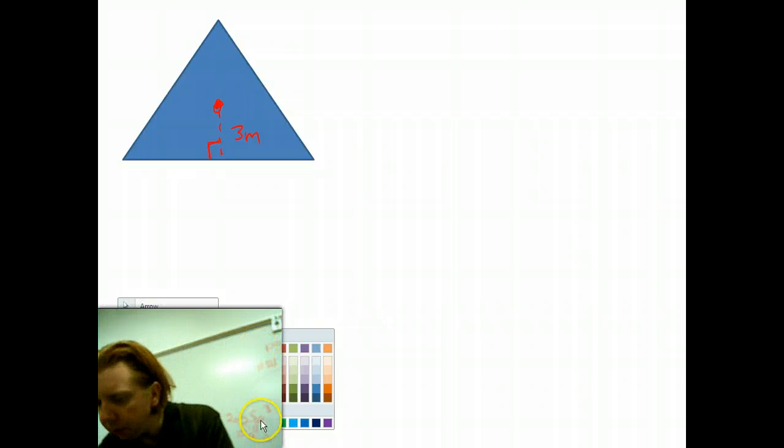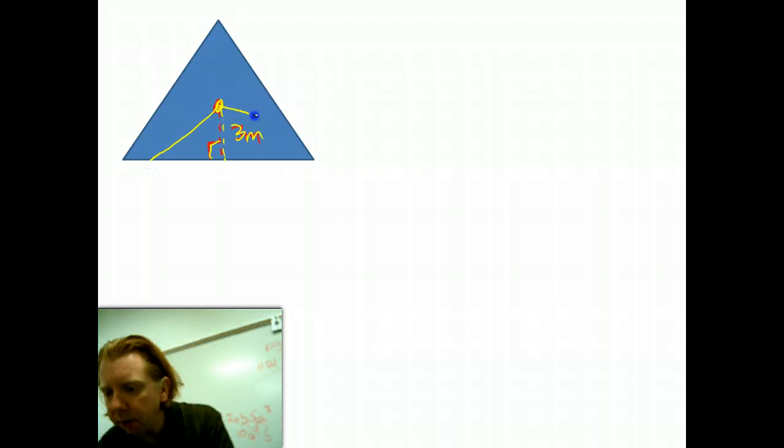Find a color that comes through a little better there for you guys. There we go. So here is a triangle that's supposed to go to the middle. There we go. So what's this central angle going to be?